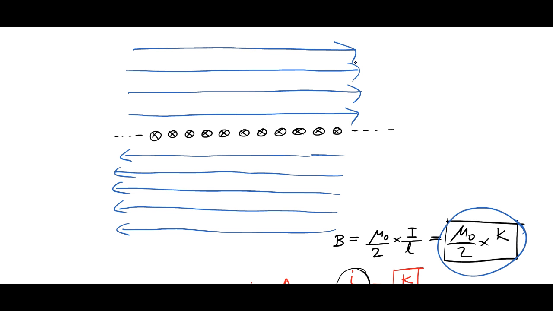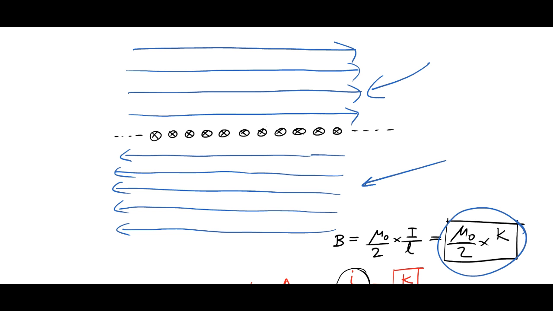So you have two uniform fields, one here and the second here. They have the same magnitude, namely mu naught into k by 2, where k is the current density, the linear current density. But the only difference in these fields is one is towards the right, the upper one, and the lower one is towards the left.